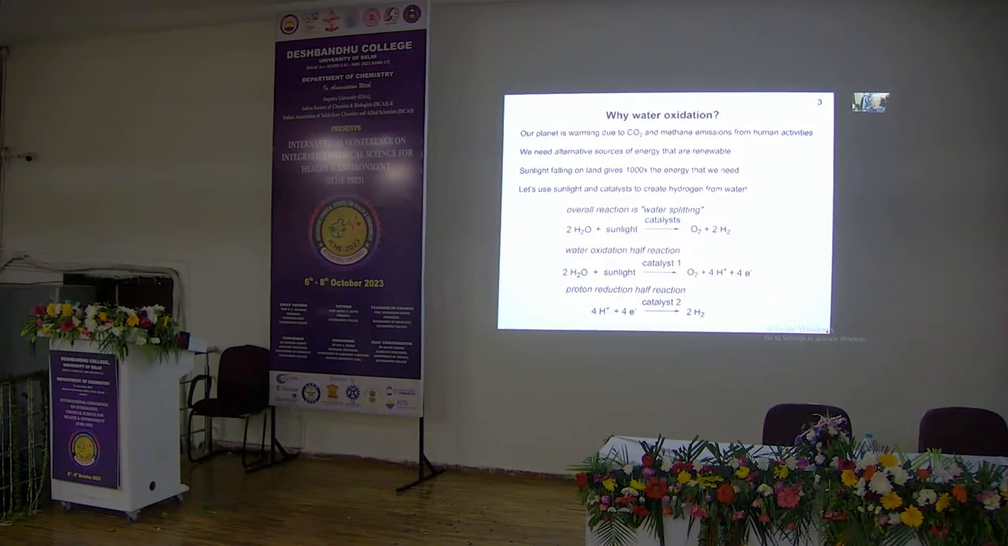Let's use sunlight and catalysts to create hydrogen from water. The overall reaction is called water splitting. Typically, water with sunlight, energy, and catalysts gives the elements. There are two half reactions, like with any redox reaction, and water oxidation, in this case, is using sunlight, energy, and a catalyst to make oxygen, but we don't really need that, usually.